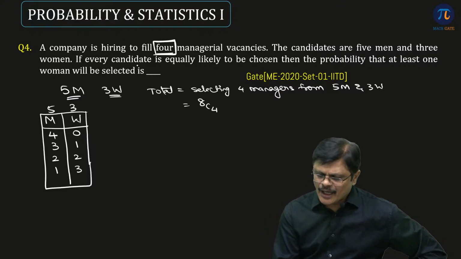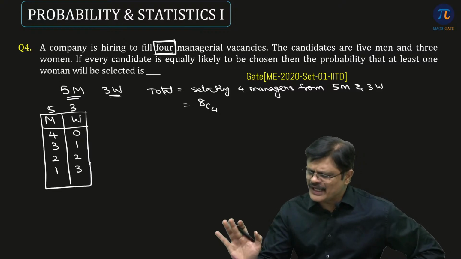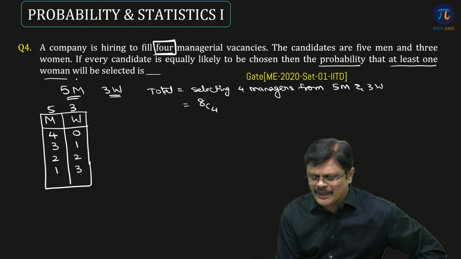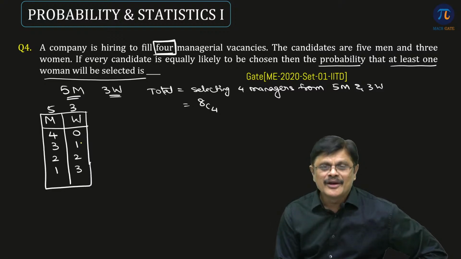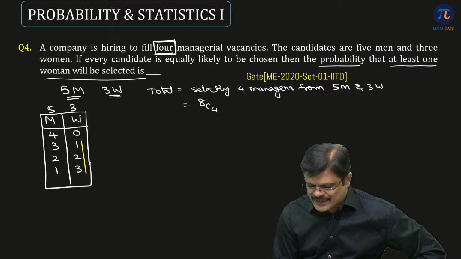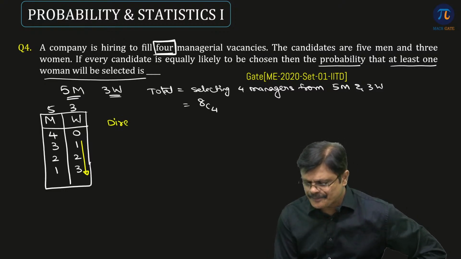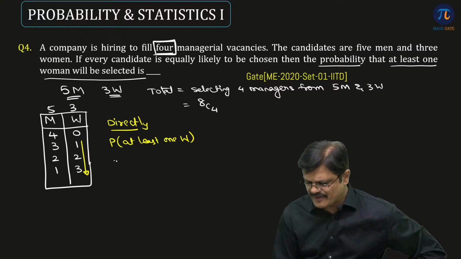Am I clear? Now here in this question, what is he asking? If every candidate is equally likely to be chosen, then what is the probability that at least 1 woman is selected? At least 1 woman is selected means what, sir? 1 or more women selected. So these 3 cases are favorable. So if you want to do it directly, what is the probability that at least 1 woman is selected?